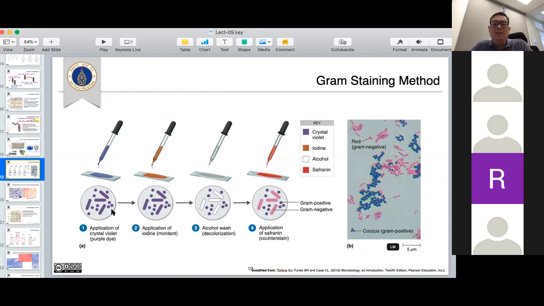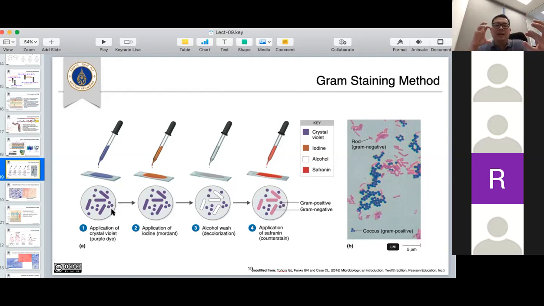That means the molecule itself shows the positive charge. They can bind everything that is negatively charged in the cells. And most of the negative charge in the cells is DNA, and peptidoglycan. Peptidoglycan is also negative charge rich. Once they bind that, gram iodine is the mordant. They cross-link crystal violet to form a big molecule.